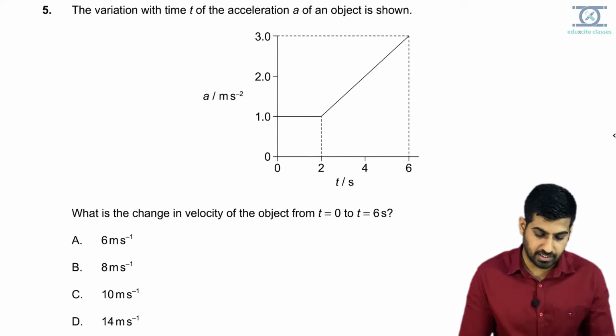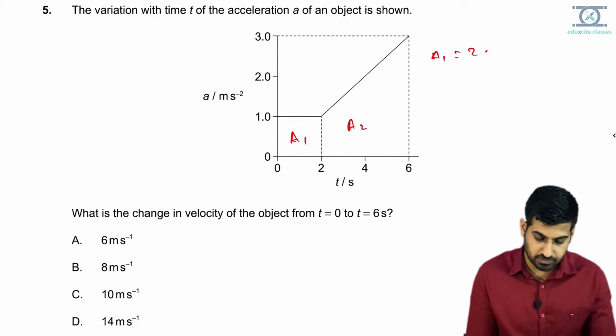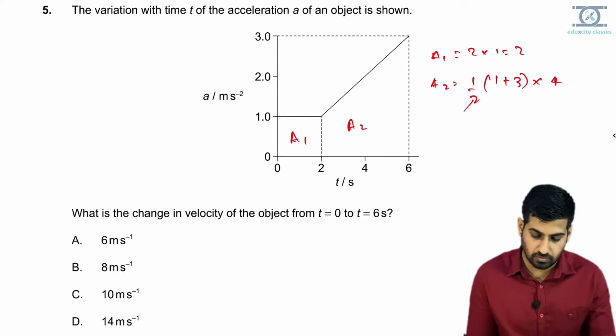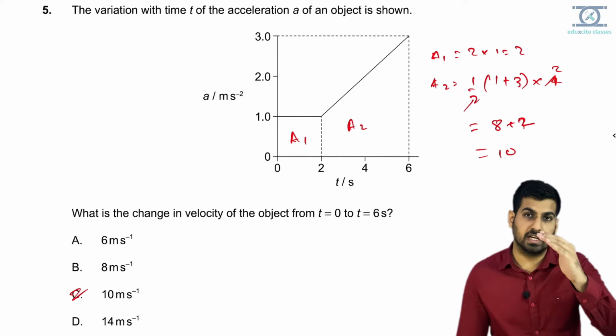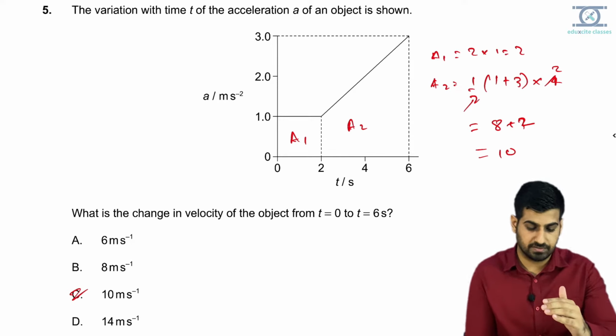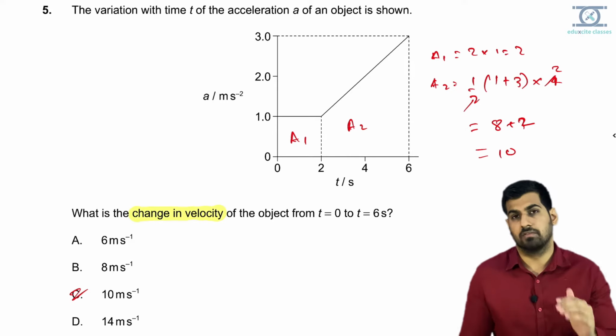So just finding out, let us say this is A1 and this is A2. So A1 is 2 into 1, that is 2, and A2 is half the sum of its parallel sides, that is 1 plus 3, into the perpendicular distance, that is 4. So this is 4 into 2, that is 8, and 8 plus 2 is 10. So 10, that is, C is the right answer. That is, the area under the acceleration versus time graph gives us the change in velocity.